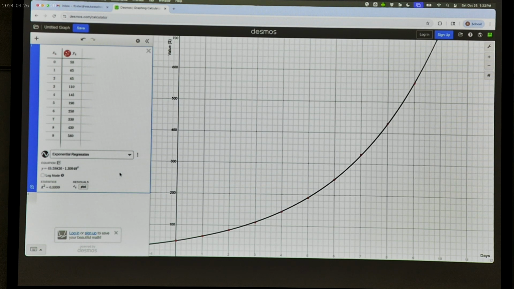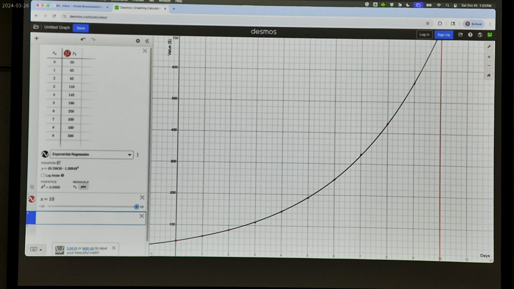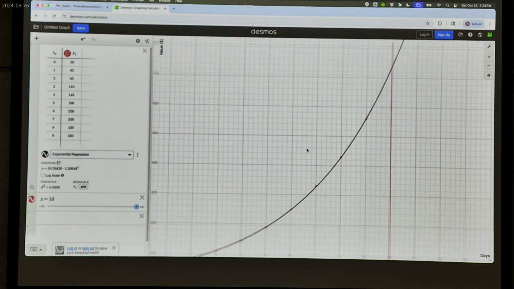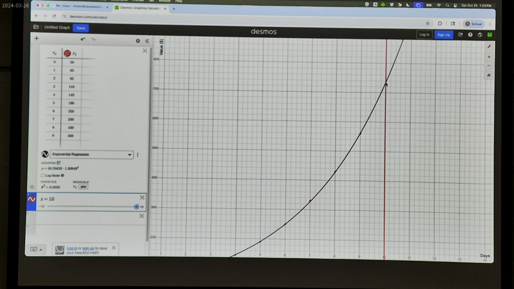What does the model predict the population will be on day 10? Again, I'm going to go up here to add item, expression, x equals 10. So at x equals 10, it says it's going to be about 735. So yeah, that tracks with a 30% daily growth. Now, what does the model predict the population will be on day 20?